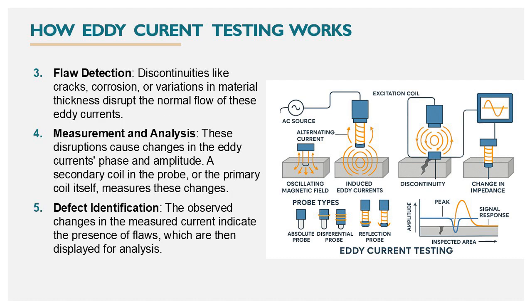Step 4 is flaw detection. Discontinuities like cracks, corrosion, or variations in material thickness disrupt the normal flow of these eddy currents. Step 5 is measurement and analysis. These disruptions cause changes in the eddy current's phase and amplitude. A secondary coil in the probe, or the primary coil itself, measures these changes. Step 6 is defect identification. The observed changes in the measured current indicate the presence of flaws, which are then displayed for analysis.